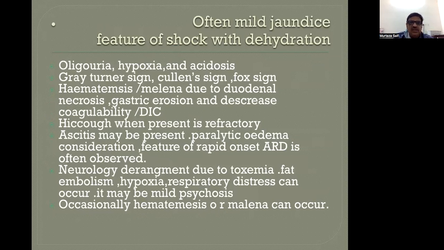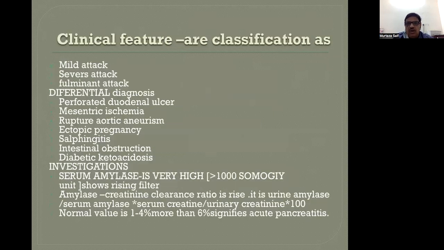Grey Turner's sign, Cullen's sign, Fox's sign, hematemesis and melena due to duodenal necrosis, gastric erosion and decreased coagulability are due to DIC. Hiccup, when present, is refractory. Ascites may be present, paralytic ileus. Features of rapid onset ARDS are often observed. Neurologic derangement due to toxemia, fat embolism, hypoxia, respiratory distress can occur. It may be mild psychosis or occasionally frank psychosis. Occasionally hematemesis or melena can occur.